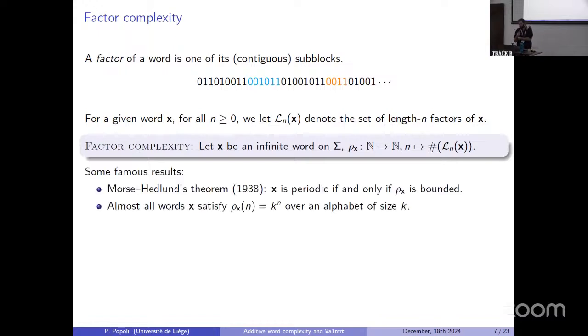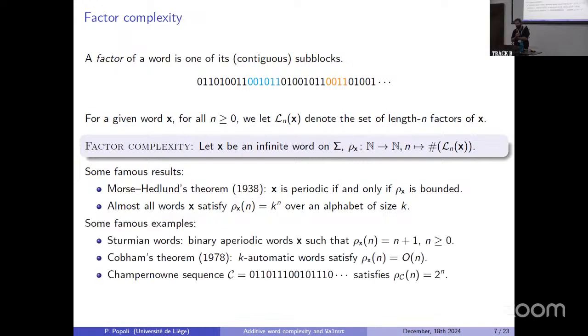So we have some famous results. The first one is the Morse-Hedlund theorem that states that a word is periodic if and only if this complexity is bounded. And we can also prove that almost all words have the full subword complexity. So this second theorem can be used to state that the factor complexity is a measure of pseudo-randomness.